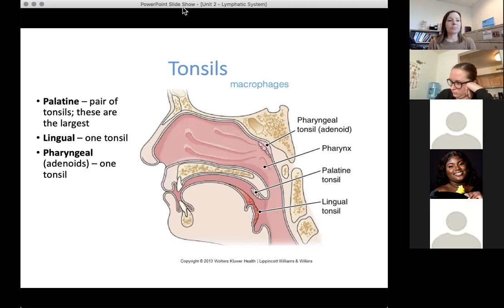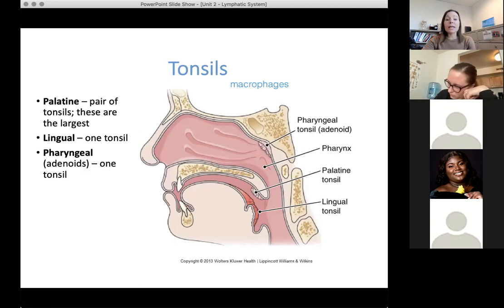There are typically in pairs, except for the lingual tonsils. There's just one of those. But there's a pair of palatine tonsils. They are located on either side of the mouth, all the way at the back of the oral cavity. So you can see one of the palatine tonsils here on the one side. It's all the way in the back of the mouth, back of the oral cavity.